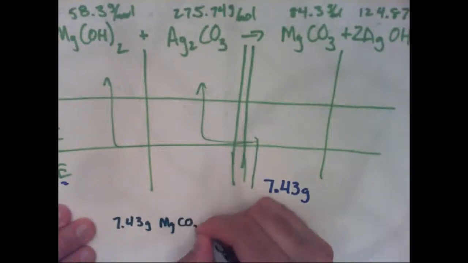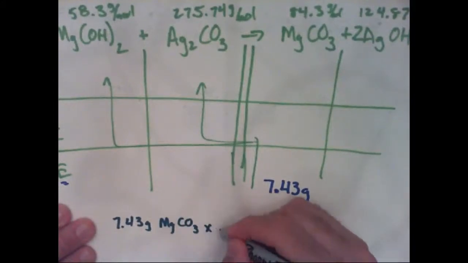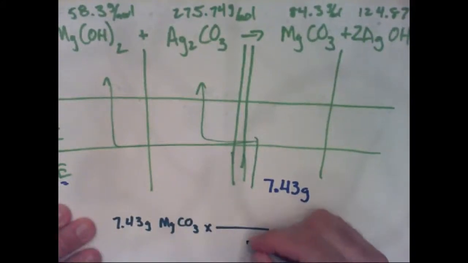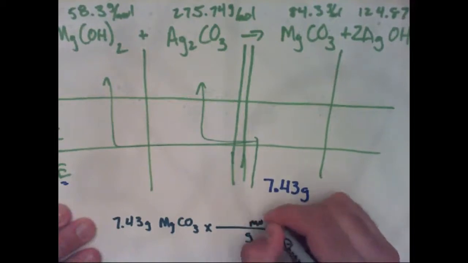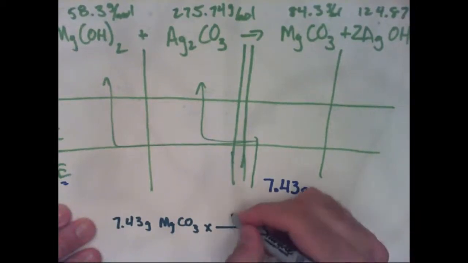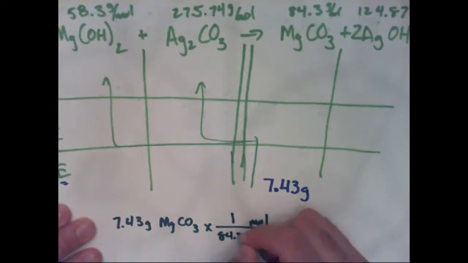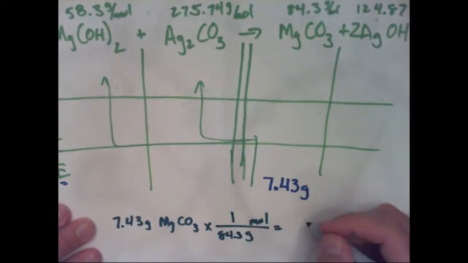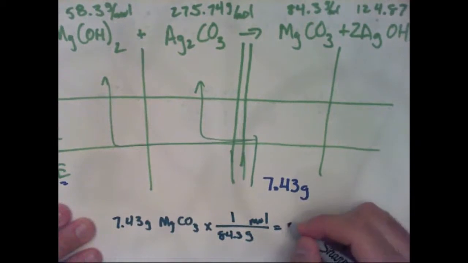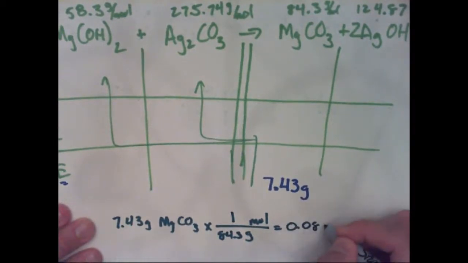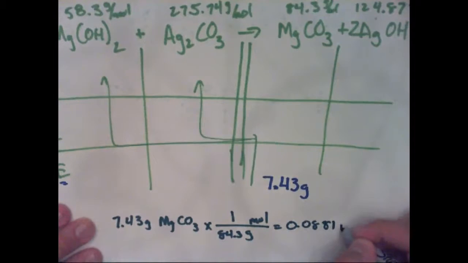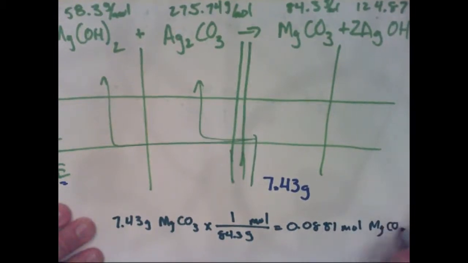So we're going to go 7.43 grams of magnesium carbonate. We're going to X-line it, and we're going to put grams on the bottom, moles on the top. Okay, and 1 mole weighs 84.3 grams. And so when we do that math, we get 0.0881 moles of magnesium carbonate.